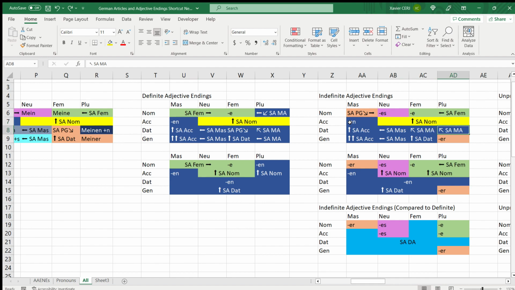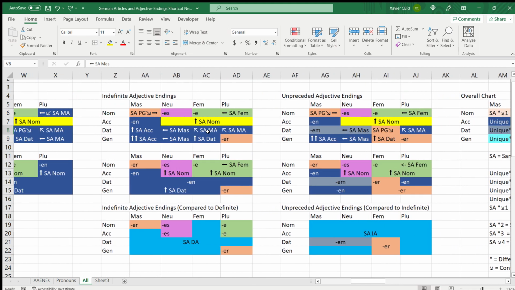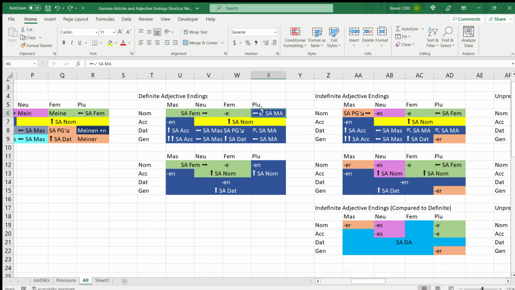And quite a lot of them do that regardless of the adjective endings. But here, interestingly enough, we have the one instance where the plural nominative is not the same as the feminine nominative. Usually it's the same, but in this specific case it's not. It is the same as the masculine accusative. Also, we have another instance of the masculine nominative not copying the plural genitive.